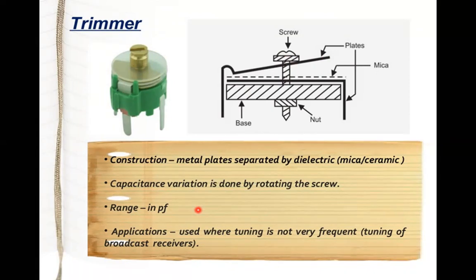Tuning of broadcast receivers. See, broadcasting, transmitting or receiving, once the signal is tuned, once resonance occurs, resonance is nothing but when the forced vibrations match the natural vibrations, then resonance occurs, or we say tuning occurs. So once tuning has occurred, we don't change the value of C again and again. So in that kind of application, trimmers are used, where tuning is not very frequent. An example is tuning of broadcast receivers.